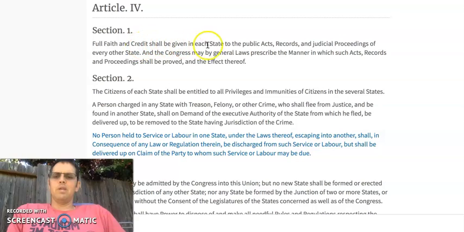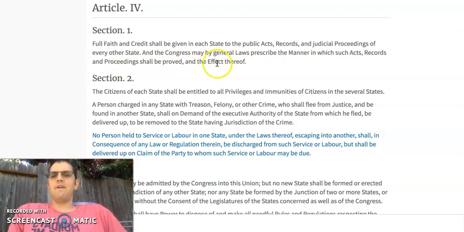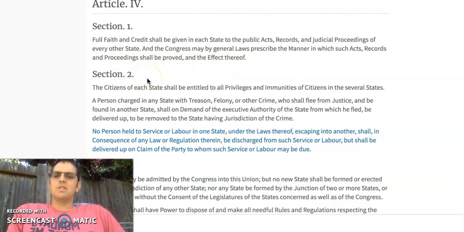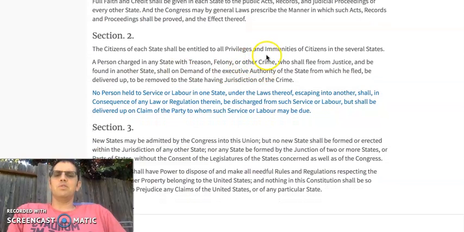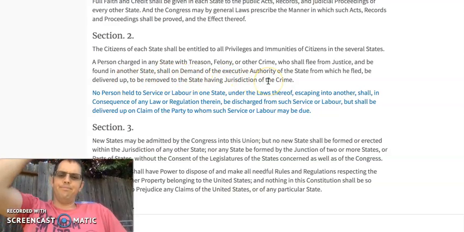Full faith and credit shall be given in each state to the public acts, records, and judicial proceedings of every other state, and the Congress may by general laws prescribe the manner in which such acts, records, and proceedings shall be proved, and the effect thereof. Section 2. The citizens of each state shall be entitled to all privileges and immunities of citizens in the several states. A person charged in any state with treason, felony, or other crime, who shall flee from justice and be found in another state, shall on demand of the executive authority of the state from which he fled be delivered up to be removed to the state having jurisdiction of the crime.